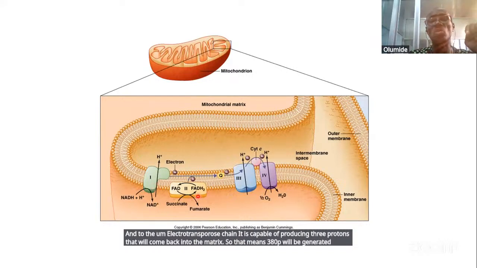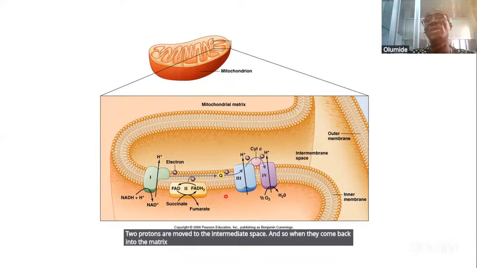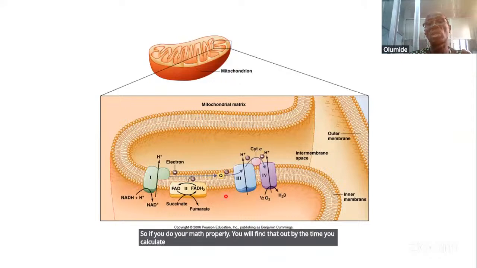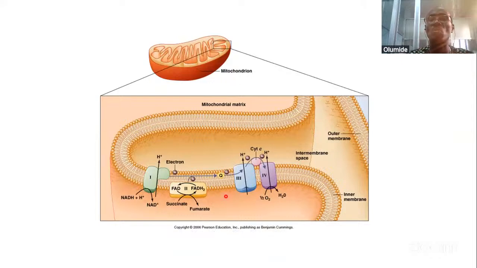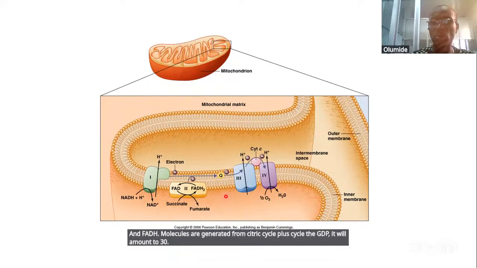If FADH2 delivers the electron to the electron transport chain, 2 protons are moved to the intermembrane space. So when they come back into the mitochondrial matrix, they will generate 2 ATP molecules. So if you do your math properly, by the time you calculate how many NADH2 molecules and how many FADH2 molecules are generated from the citric acid cycle, plus the GTP, it will amount to 30. Right?